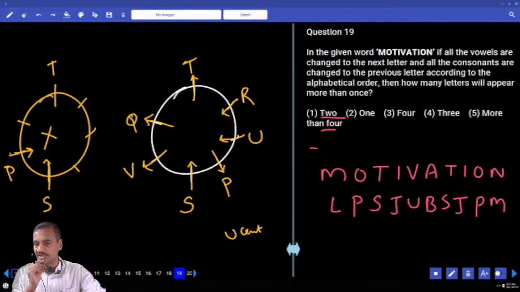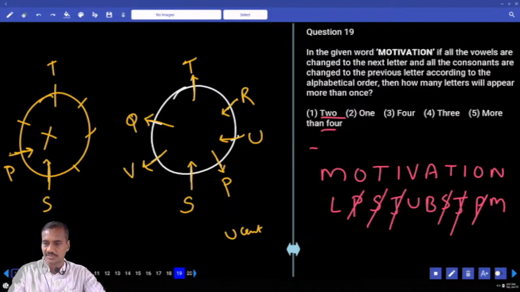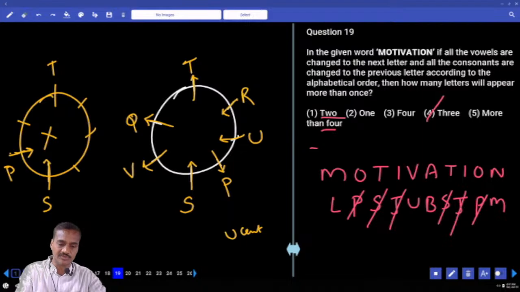Now more than once: P appeared more than once, S appeared more than once, J appeared more than once. That's it. There are 3 letters that appeared more than once. That is the choice for question number 19. The next one, 20, 21, and 22.